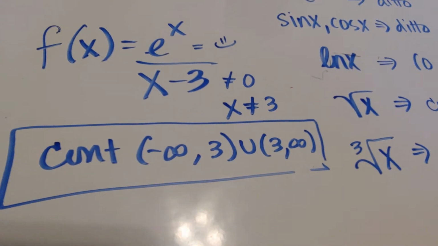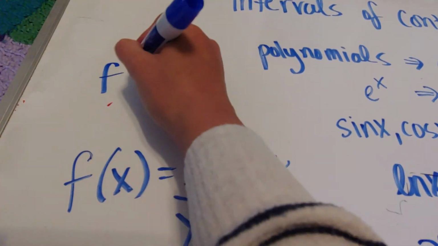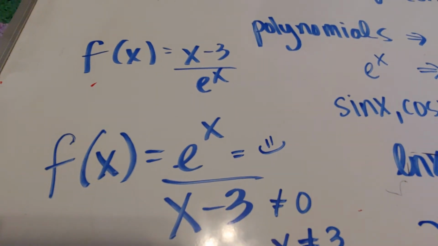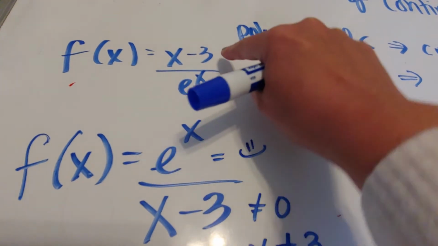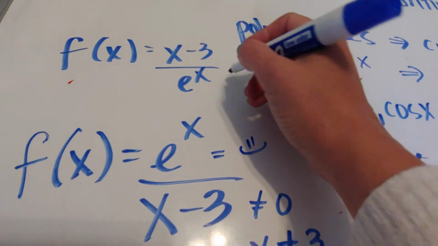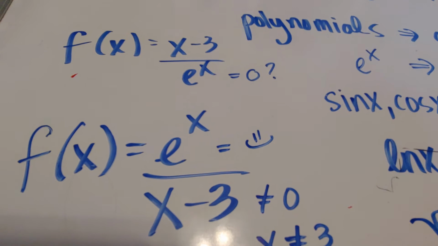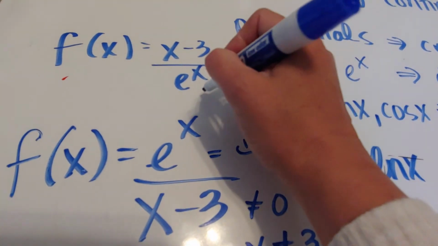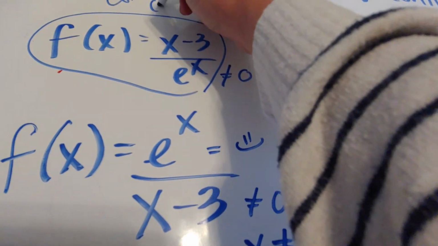What if I flip this function? What if I was asked to do f of x equals x minus 3 over e to the x? Interesting. If I flipped it, this is continuous everywhere. e to the x is continuous everywhere, but more importantly, does e to the x ever equal 0? Try and solve it. What's going to happen is that e to the x never equals 0. So this beautiful, glorious function I just made up is continuous everywhere.